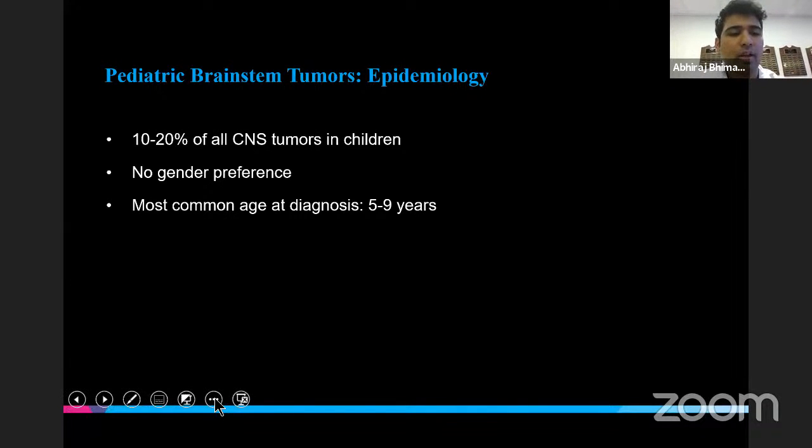So we're going to start off with the central nervous system brainstem tumors for pediatric patients. A little bit of epidemiology. They consist of 10 to 20% of all CNS tumors in children, and they generally do not have any gender preference. The most common ages are between 5 to 9 years of age, which is also the common age of presentation to the hospital, except for some tumors where the patients would be symptomatic for a few years before they present.